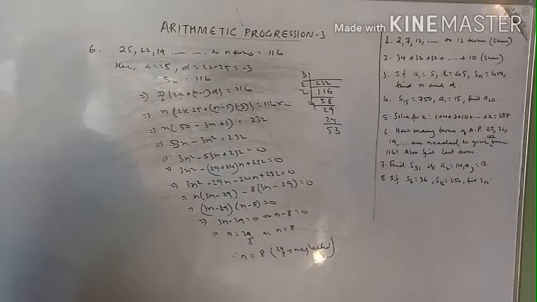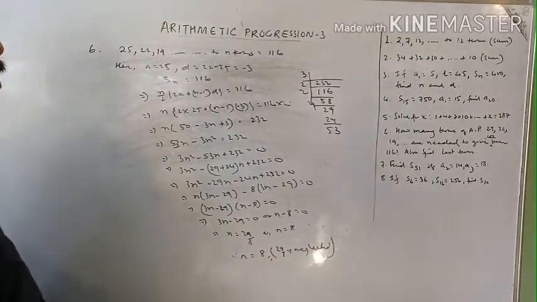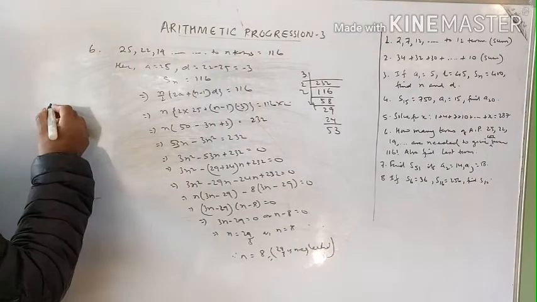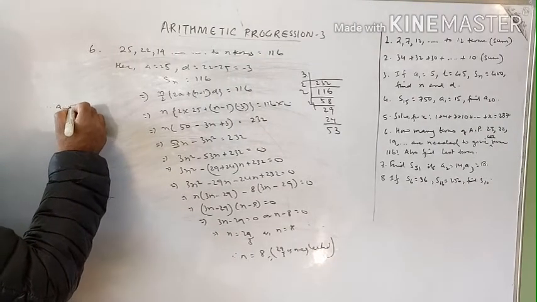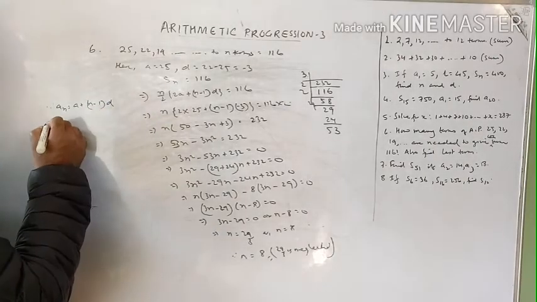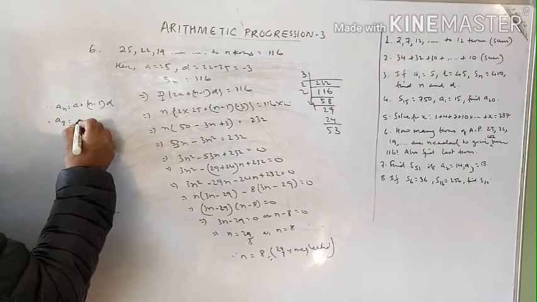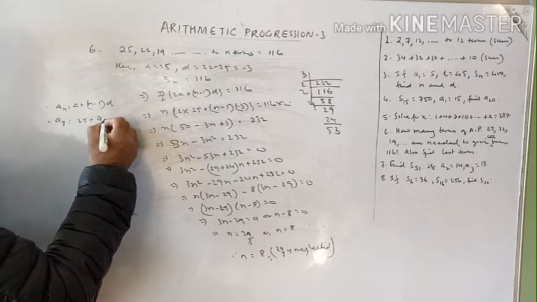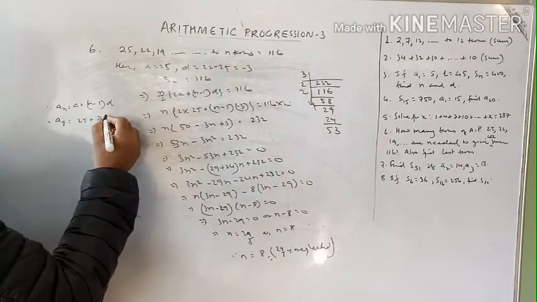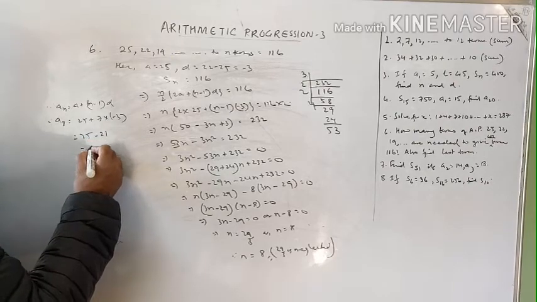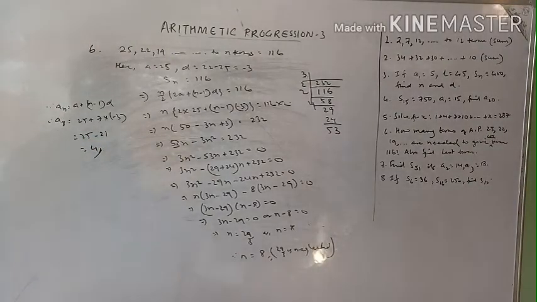So how many terms? Therefore the number of terms is 8. One answer found. Also find the last term. So last term is a_n, which we have to find. So a_n is equal to a plus (n minus 1) into d. So n equal to 8. Therefore a_8 is equal to a, which is 25, plus (8 minus 1) which is 7, into d. d is minus 3. So 25 minus 21. So the answer is 4. So the 8th term is 4.